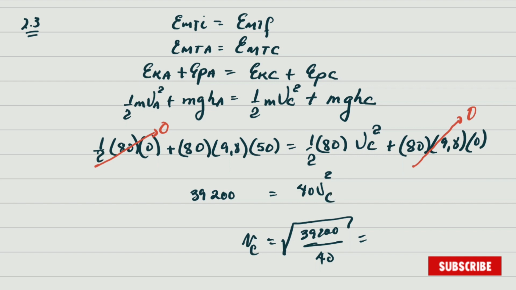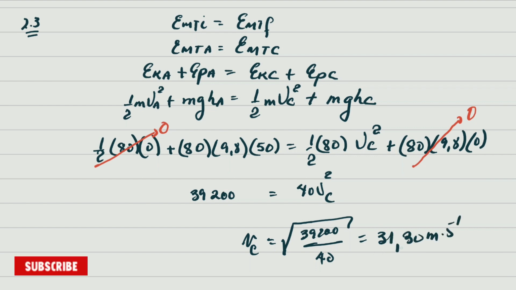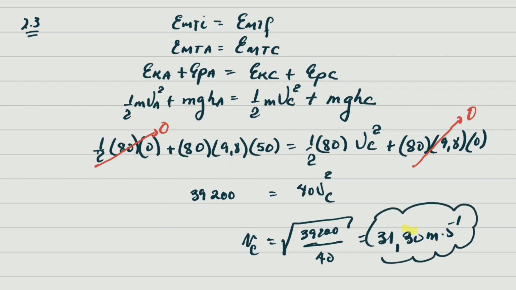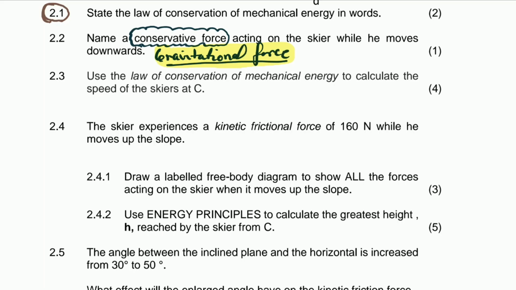Let's keep that C there. Then the answer will be 31,30 meters per second. That is the speed at point C, guys, and that is the answer for this specific question. So we continue with question 2.4.